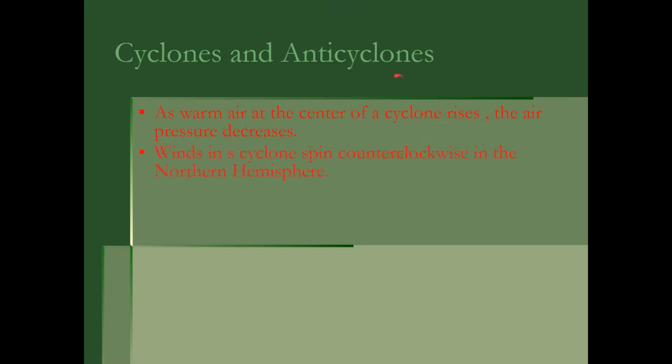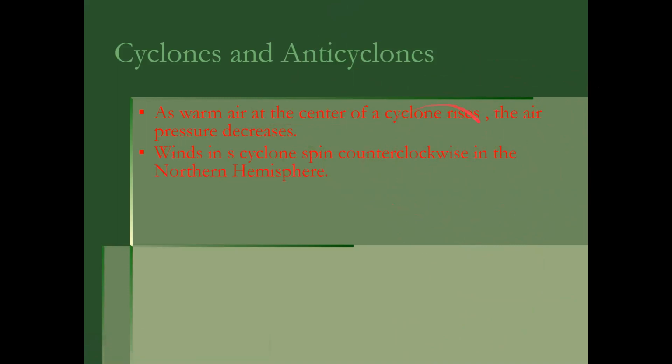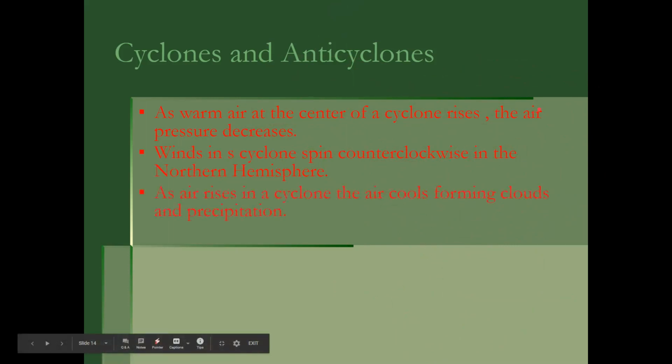Now, the winds in a cyclone spin counterclockwise in the northern hemisphere. They spin clockwise in the southern. This is really dependent upon something called the Coriolis effect, and how the winds are being pushed by the motion of the planet, basically. So it's going to cause it to spin one way in the northern hemisphere and the other way in the southern hemisphere. As the air rises in a cyclone, it cools and forms clouds and precipitation. So it's going to be stormy weather. The cyclone.